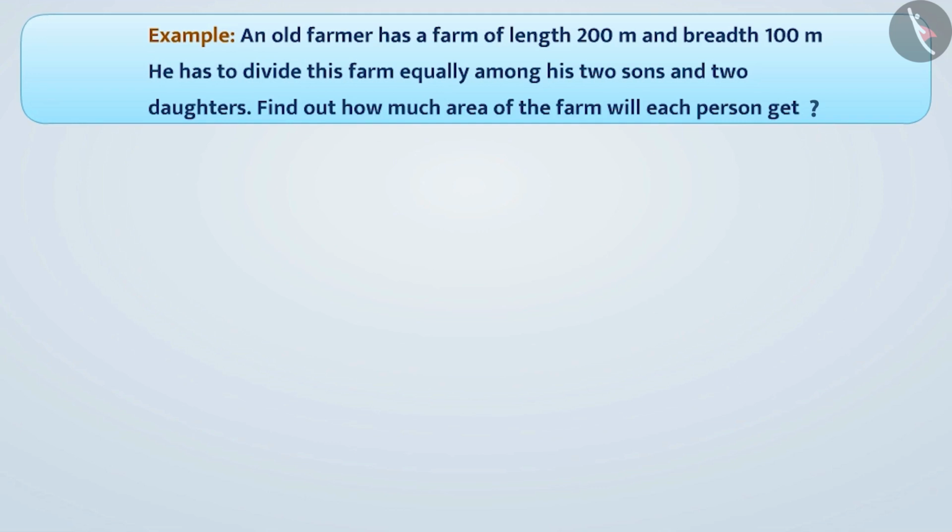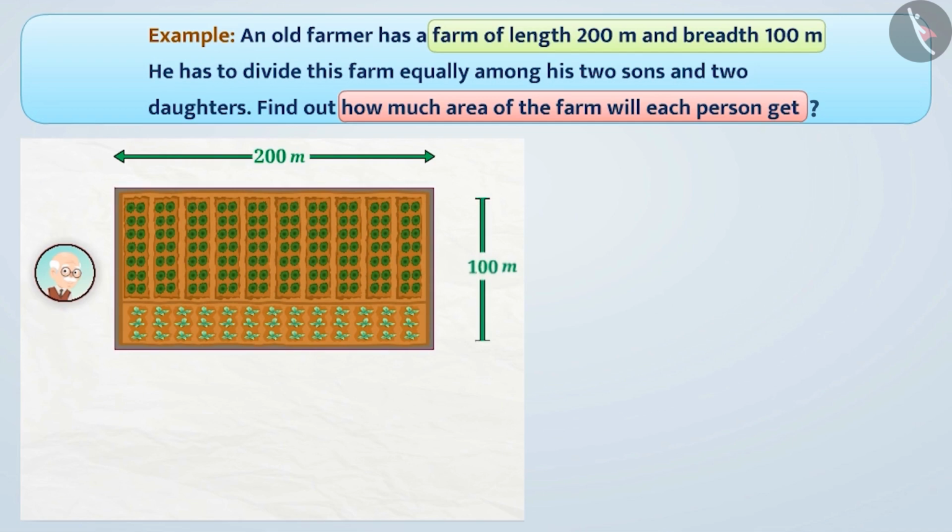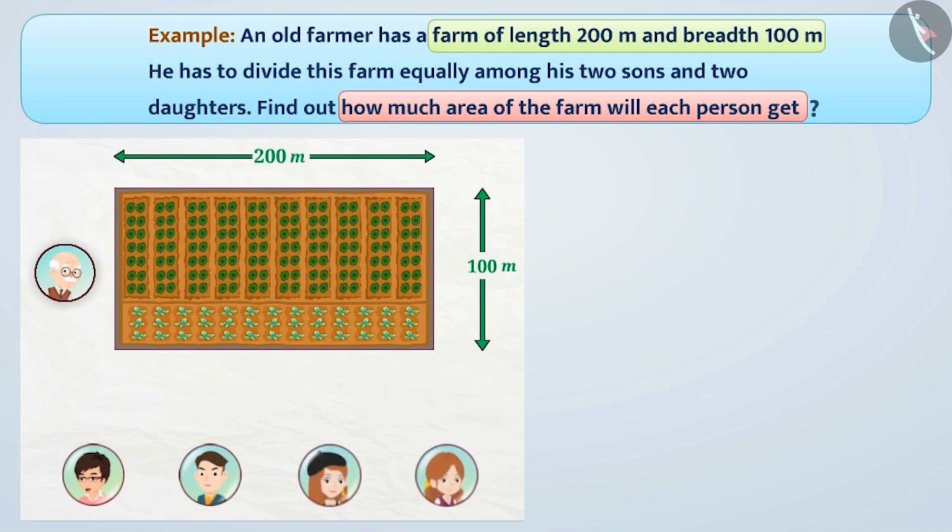First, let us check what information is given and what we have to find out. An old farmer has a farm of length 200 meter and breadth 100 meter, which he has to divide equally among his 2 sons and 2 daughters, which means the farm has to be divided into 4 equal parts. By finding the area of one part, we can easily tell how much area of the farm each person will get. We can solve it in different ways.